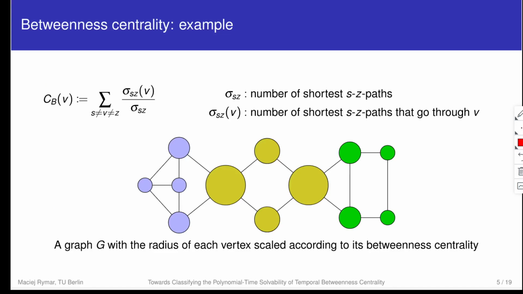And just to drive it home with an example, here we have a graph. The colors are only there to separate parts of the graph. They don't have any particular meaning, but what does have a meaning is the size. The vertices are scaled according to their betweenness centrality. We can see that those two yellow vertices have the highest betweenness centrality because they separate the blue ones from the green ones. All paths, all communications between those two parts of the graph go through the yellow vertices. And as such, they have the highest betweenness centrality.